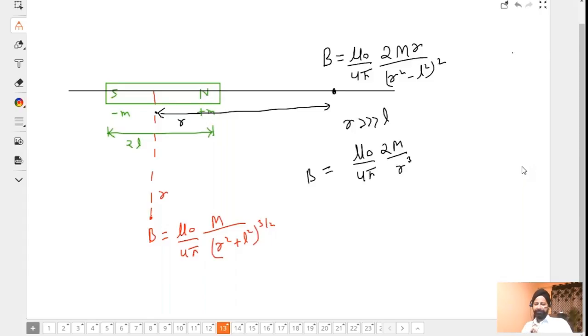Please. Okay. Now, again, the same special case where r is greater compared to length. You can ignore this length l. You will get the magnetic field at a distance of r as mu naught by 4 pi, M divided by r cubed, right? So two things stand out here. This is double, if you think about it.